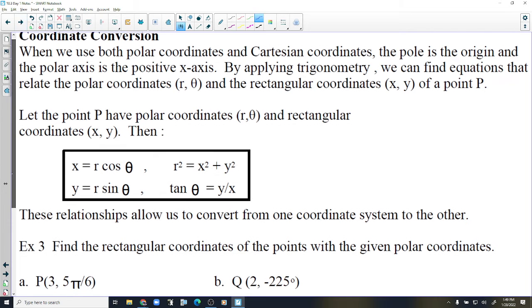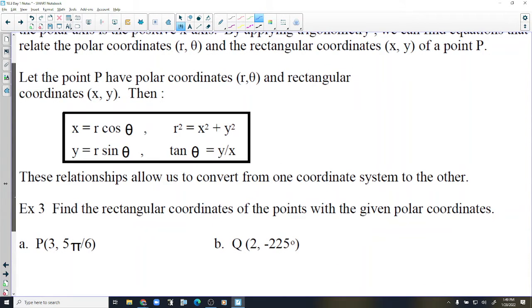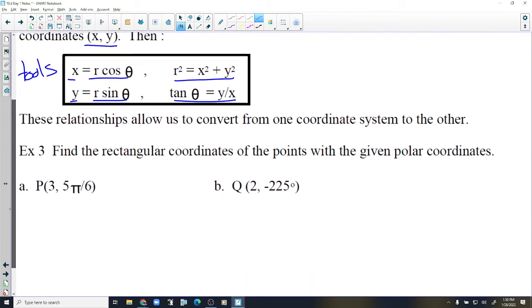Let the point P have the polar coordinates r, theta, and rectangular coordinates x, y. So here's rectangular, here's polar. Here are the tools that you have at your disposal to convert between the two. x is r cosine theta, y is r sine theta. r squared is the same as x squared plus y squared, and tangent is always sine over cosine, y over x, opposite over adjacent. It all means the same thing.